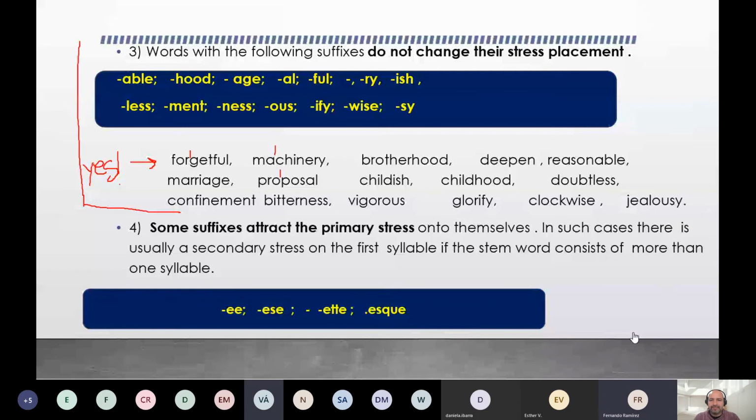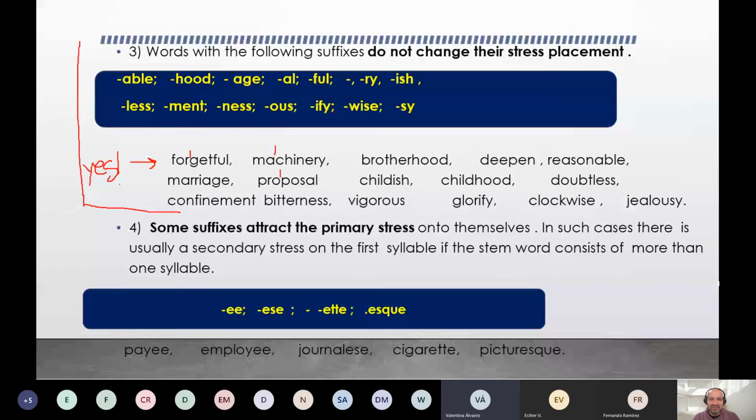Thank you, Fernando. Some suffixes attract the primary stress onto themselves. In such cases, there is usually a secondary stress on the first syllable if the stem word consists of more than one syllable. Ee, ette, esque. Employee, journalist, cigarette, picturesque. I don't know how to pronounce the last one.